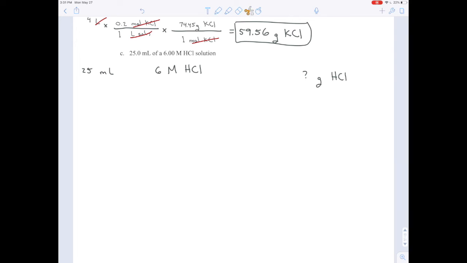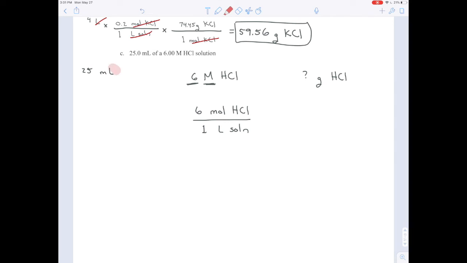Okay, first step is to take your molarity and break it down into simpler units. Now remember, molarity is moles of solute. So here moles of HCl per liter of solution. Whatever number is in front of the M, that number goes on top of the fraction. That's how many moles are in each liter, per liter of solution. So the number 1 goes on the bottom.